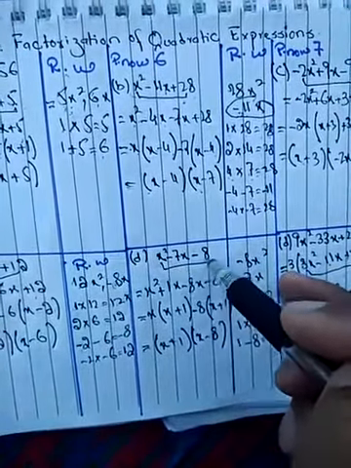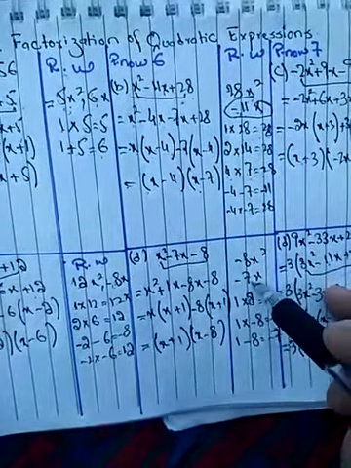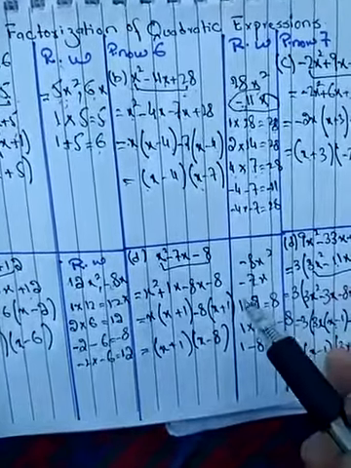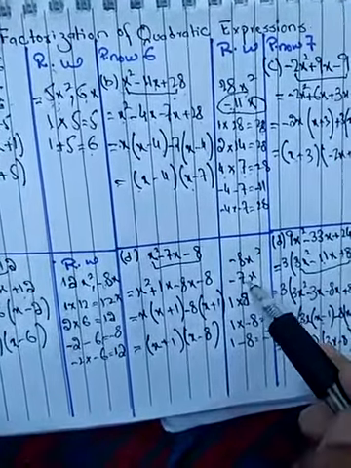First we multiply x square with minus 8. We have minus 8x square, and we have mid term minus 7x. Now we find the two numbers. When we multiply those two numbers we have 8, and when we add or subtract those two numbers we have 7.